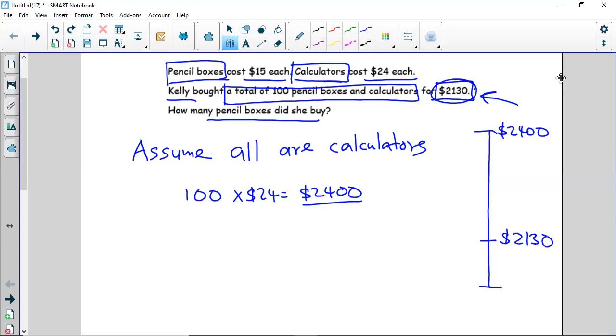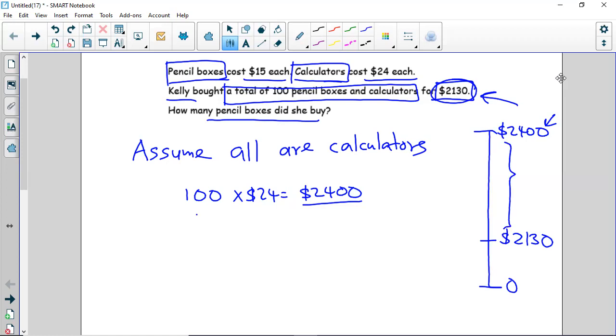And of course, you have the ground floor. The ground floor is zero, right? Nothing, zero. So you're at the wrong level. Every time you assume, you are always at the wrong level. So you are at this level, at $2,400, and you need to go down to the correct floor. So how many levels must you go down?